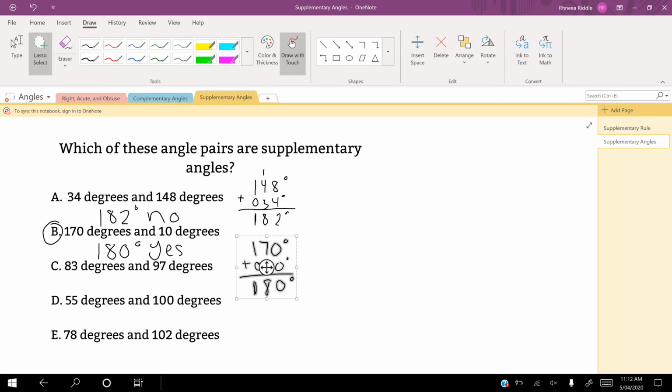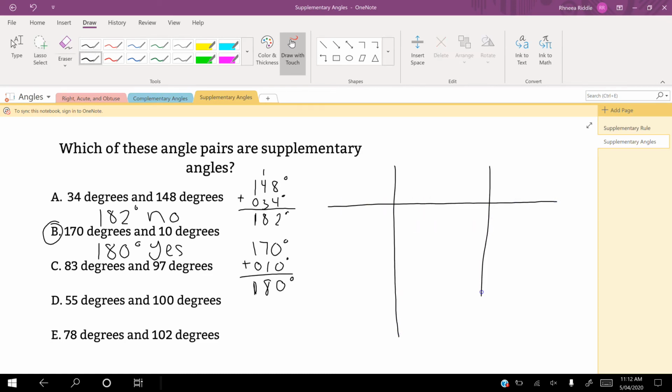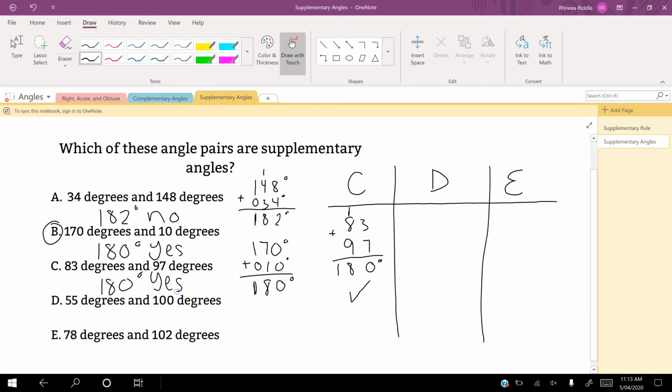So we are going to make another table just like yesterday to help us keep our work separated. So we have C, D, and E. So C says we have 83 degrees and 97 degrees. So we're going to add those up. 7 plus 3 is going to give us 10. 8 plus 9 is going to give us 17. Plus 1 is going to give us 180. So this checks off. We get 180 degrees. So that is, yes, these are supplementary.